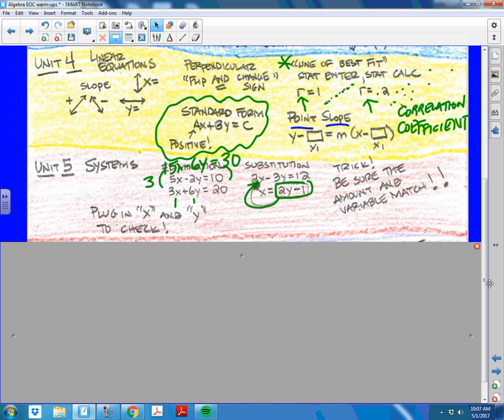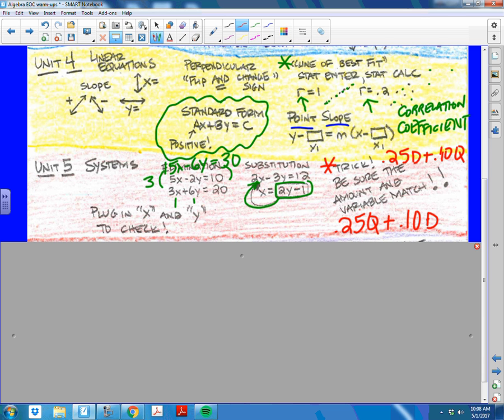This is the one I really wanted to point out. Remember the trick. Remember when we did quarters and nickels and stuff? You're supposed to write 0.25Q plus 0.10D, right? For dimes and quarters and all that stuff. Remember what they like to do to try to trick you. They would write 0.25D plus 0.10Q. They would not match up the right number with the right variable. They love doing that kind of stuff.